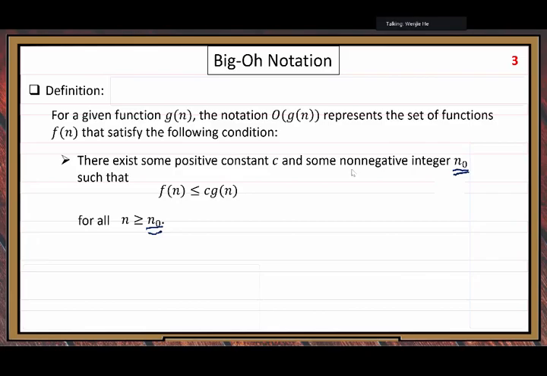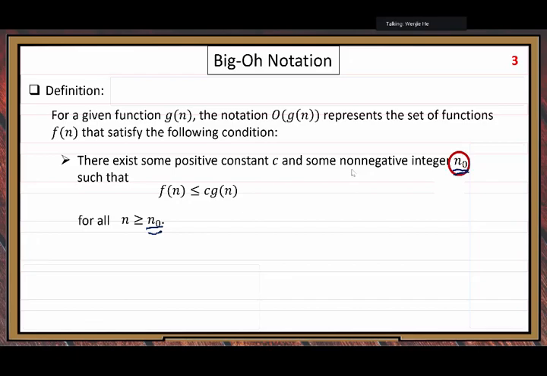Then we say f of n is a big O of g of n. This is an asymptotic upper bound. So a constant c multiple of g is an upper bound of the f function.